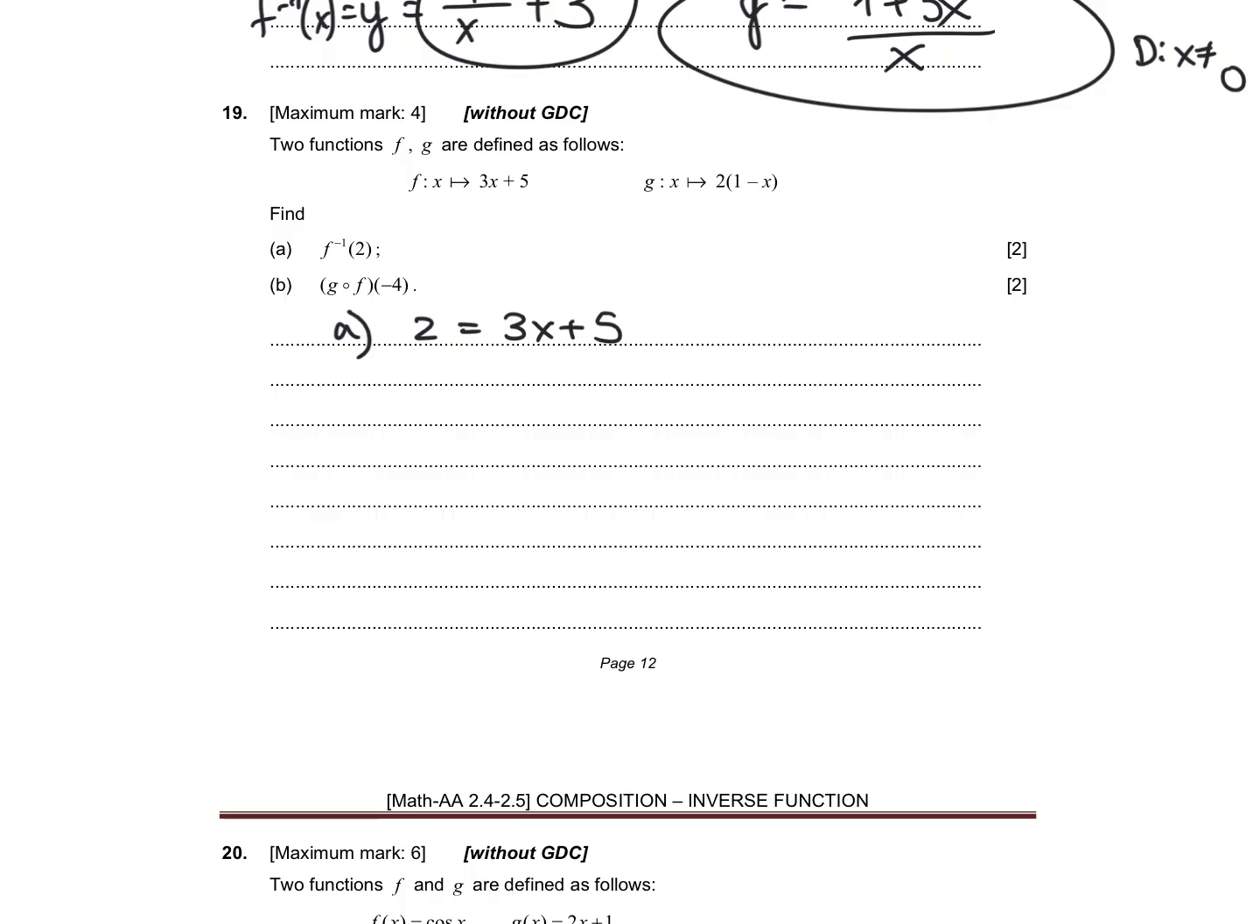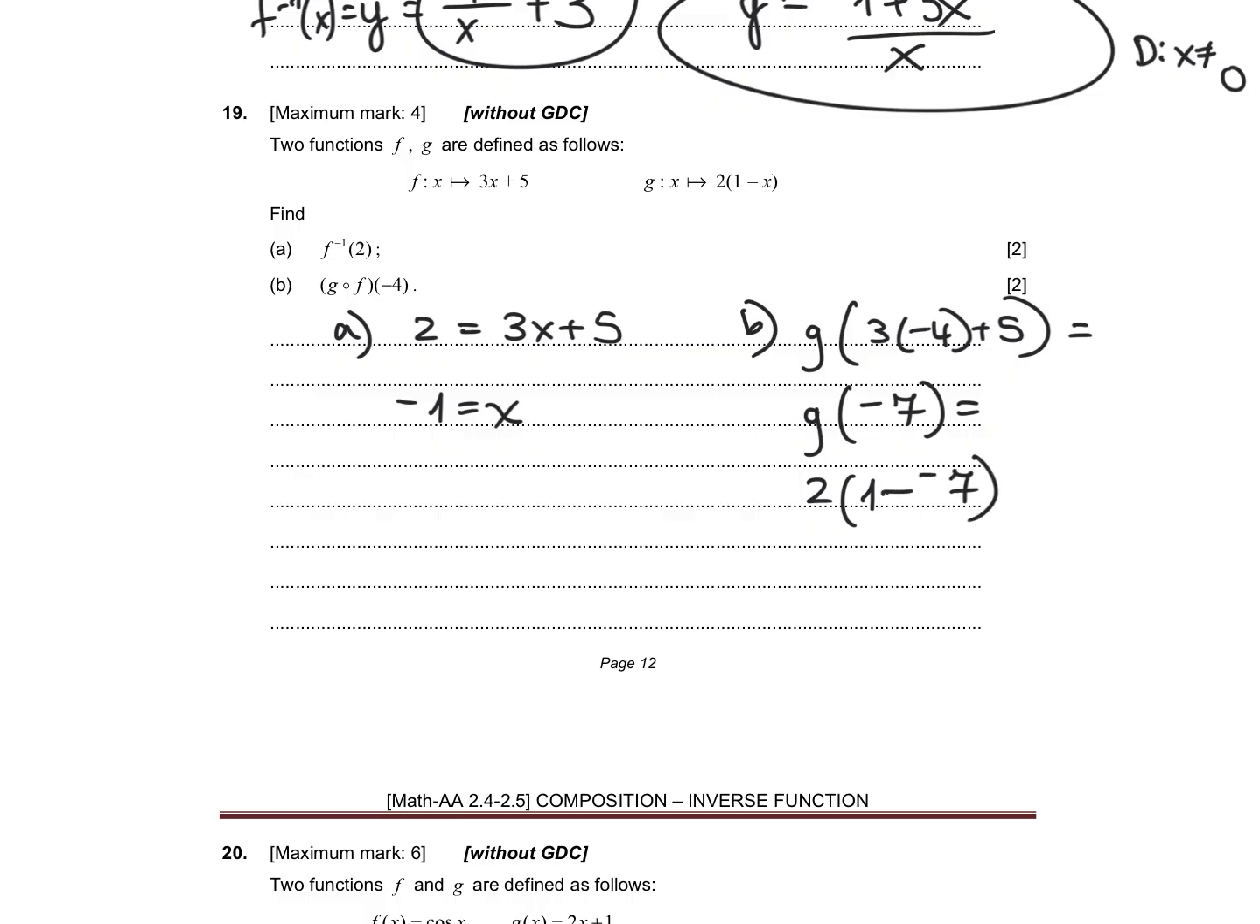So subtract 5, which is -3, divide by 3 is -1. And for B, g of f at -4, so we have g of f at -4 is 3 times -4 plus 5. So that's going to be g at -12 plus 5, which is -7. And that's going to be 2, 1 minus -7. And that's 8 times 2 is 16.